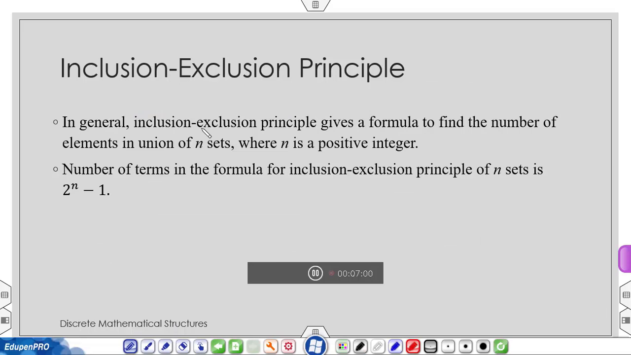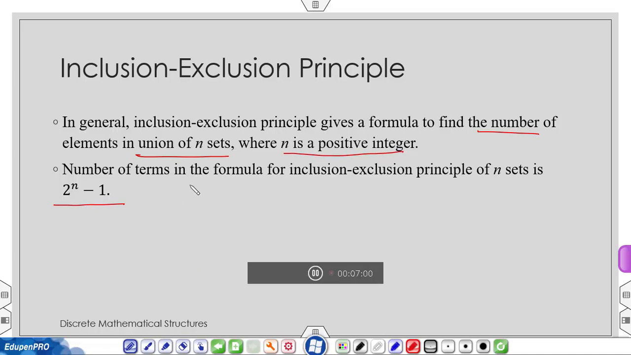Now in general, the inclusion exclusion principle gives a formula to find the number of elements in the union of n sets, where n is a positive integer. We can use this formula to calculate the number of elements in the union of any number of sets. So the number of terms in the formula for n sets is 2 raised to the power n minus 1.